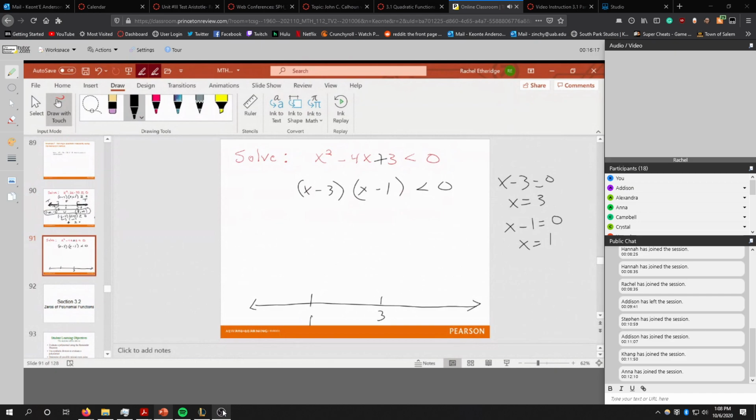So we've got to get a test point. On this side, I could test 0. In between 1 and 3, I could test 2. And then to the right of 3, I could test 4. So these are my test points. I'm going to test 0, I'm going to test 2, and I'm going to test 4. So first I'm going to plug in 0.